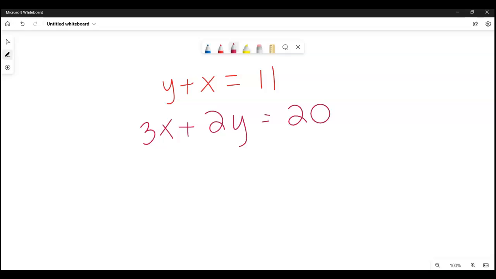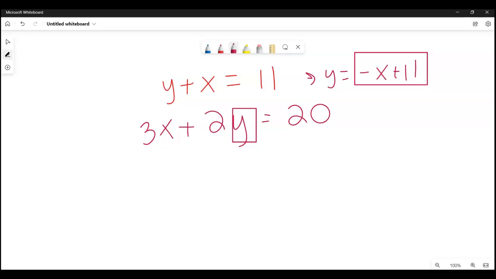Y equals negative x plus 11. Alright, so y equals negative x plus 11. And then you take that and you plug it in for y here. Now you solve for x. Then you go back, plug that in, and solve for y. Okay. Does that make sense?